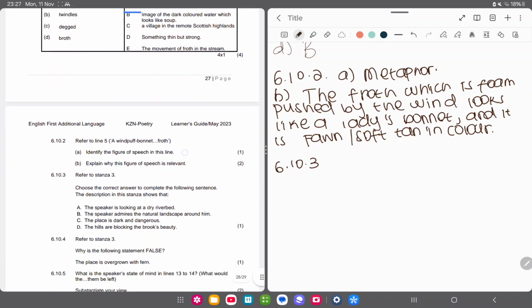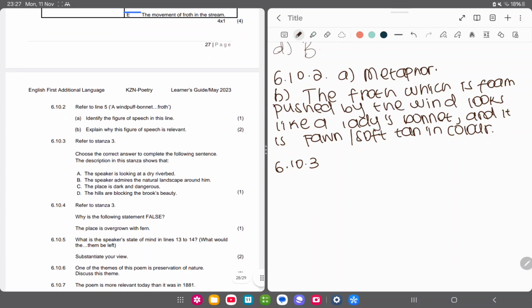6.10.3. What does it say? It says refer to stanza 5 and choose the correct answer to complete the following sentence. And it says the description in this stanza shows that A, the speaker is looking at a dry riverbed. B, the speaker admires the natural landscape around him. C, the place is dark and dangerous. And D, the hills are blocking the brook's beauty.